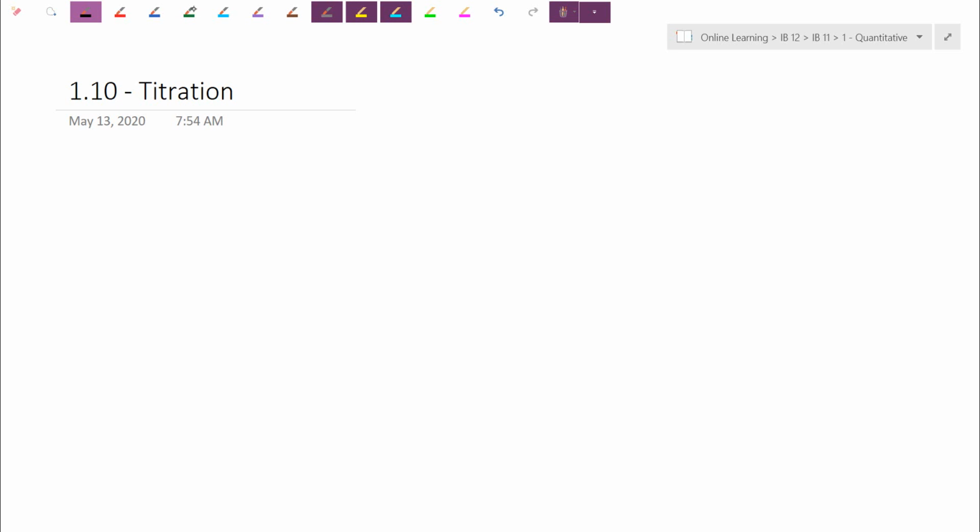Morning everyone. So in this tutorial I want to introduce to you a very common chemistry technique. This is an analytical technique known as titration. The goal of doing a titration is to determine an unknown concentration.